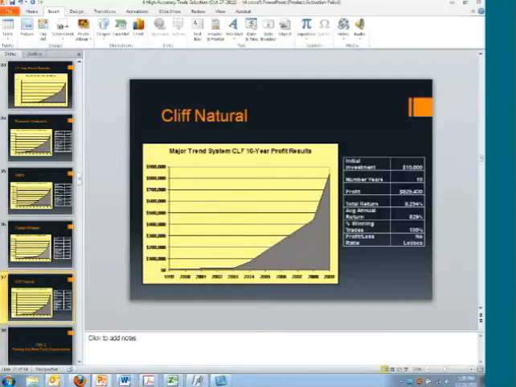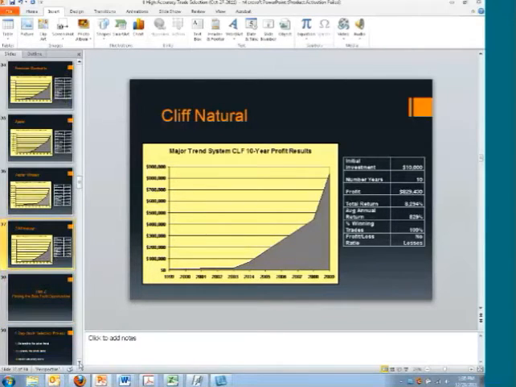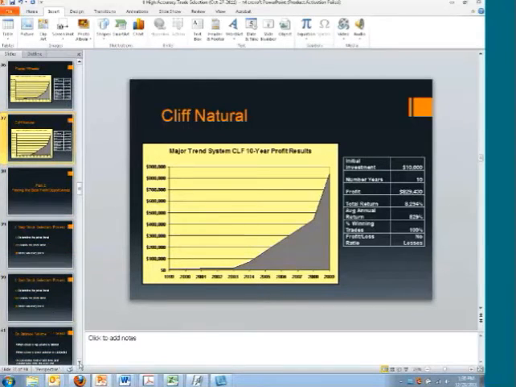So historical results for the major trend system are very good and indicate that it performs pretty well. And keep in mind there were some bear markets in this 10-year period, so it performs well even with bear markets in the testing period.